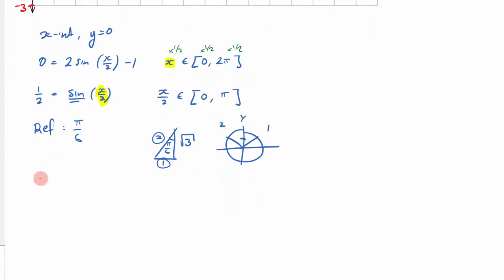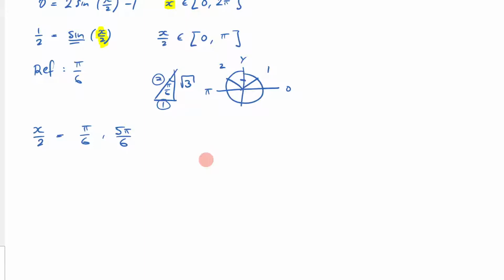So that means I'm going to end up with x on 2 is equal to pi on 6 in my first quadrant, and then in my second quadrant is going to be 5 pi on 6. And that's it. Because remember, my domain is 0 to pi. There's 0, there's pi. I don't consider anything more, because otherwise I would be going past my domain.